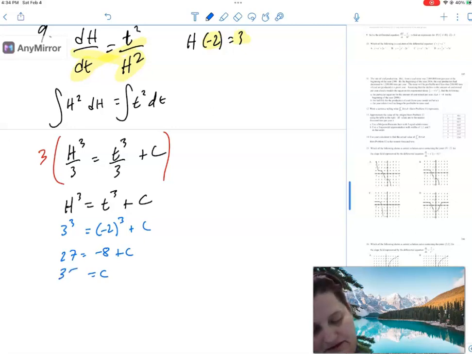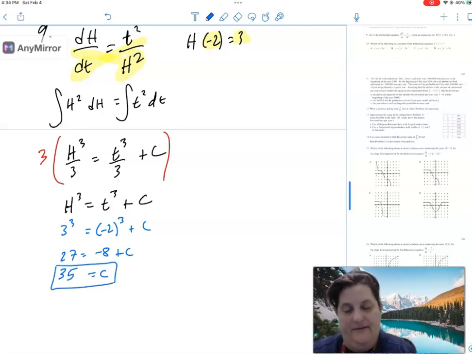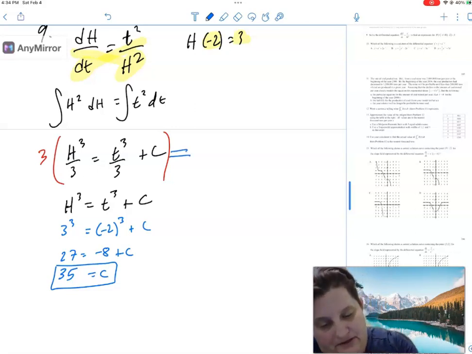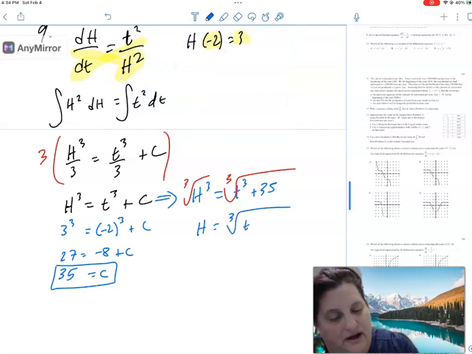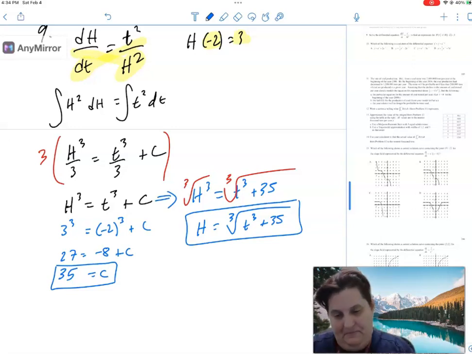So c is 35. Okay, back up to here. H to the third is t to the third plus 35. And then I'm just going to cube root both sides. So h is the cube root of t to the third plus 35. Okay, so that's what I get for number 9.